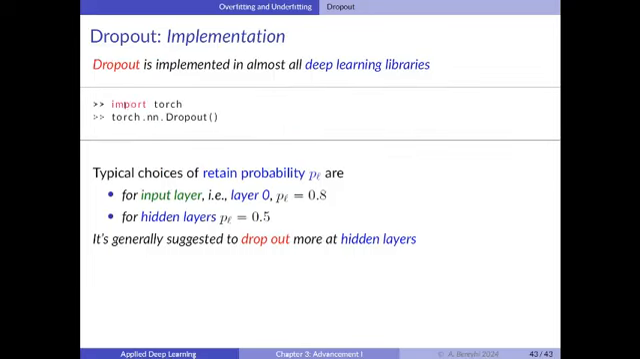We can simply do it by importing torch and using torch.nn.Dropout. Usually for the input layer it is not used, but if you want to use dropout for the input layer, you can use the probability 0.8. It means keep 80% of the nodes and temporarily remove the 20% of the nodes, and for hidden layers it's usually a half.